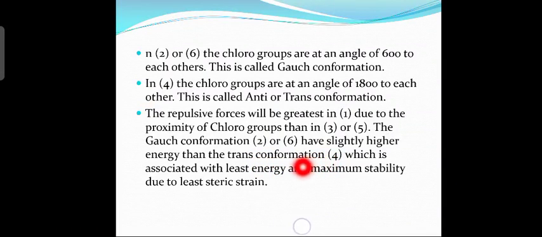The trans conformation is associated with the least energy, whereas 2 and 6 have slightly higher energy. Least energy means that conformation will have maximum stability, due to least steric strain. So steric strain will be less in that, and they are more stable, with maximum stability.